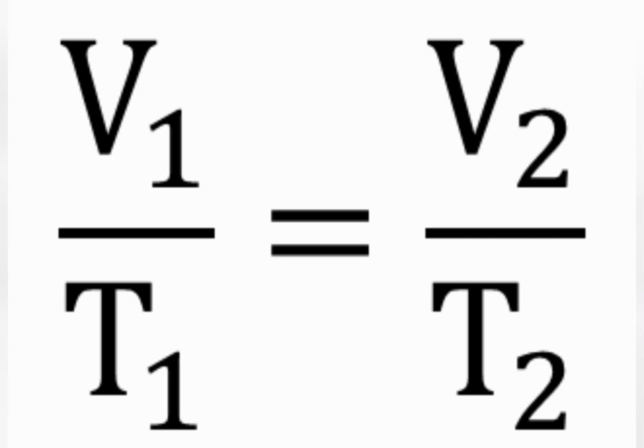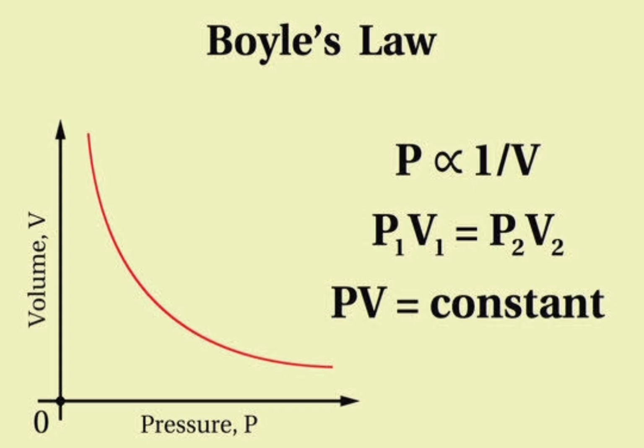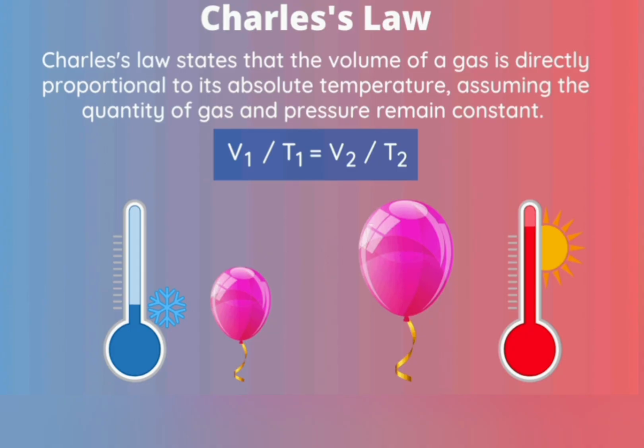Quick comparison. Boyle's law. Temperature is constant. Pressure and volume change in opposite directions. Charles's law. Pressure is constant. Temperature and volume change in the same direction.